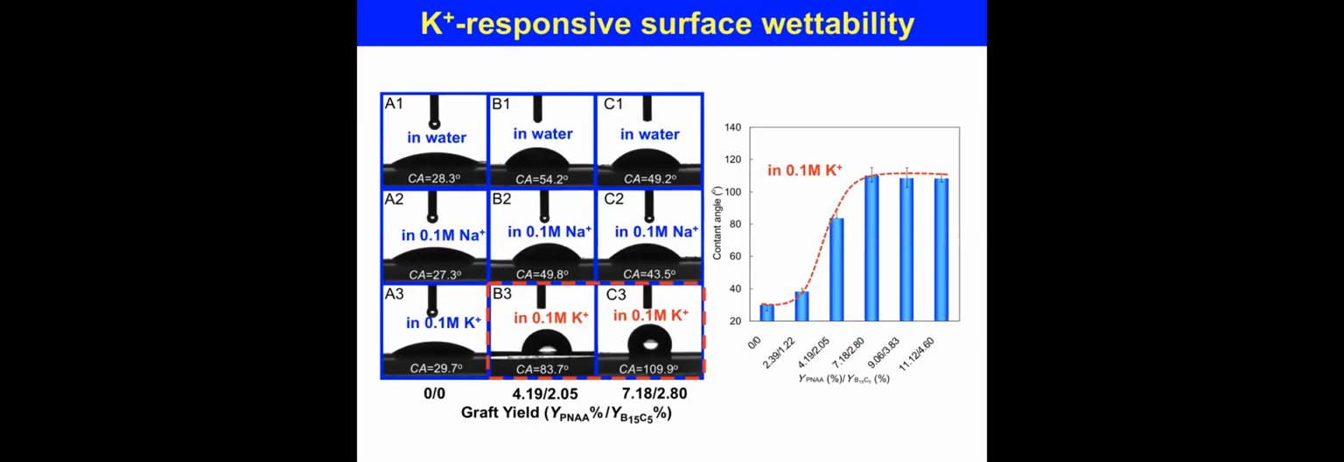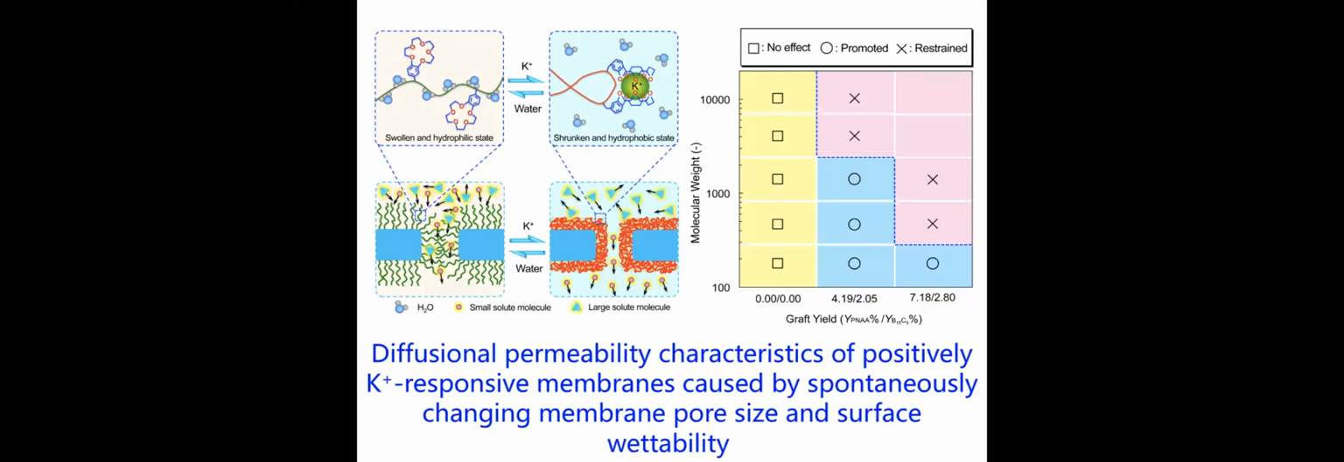Moreover, the surface of the membranes transfers from hydrophilic to hydrophobic, induced by the potassium ions. So only in potassium ions does the surface of the membrane become hydrophobic. That shows, and we find, that the diffusional permeability character of such potassium responsive membranes is caused by changing the pore size and the surface wettability.